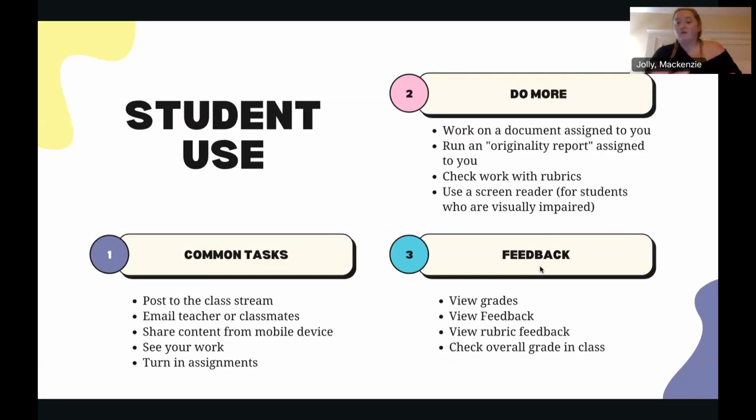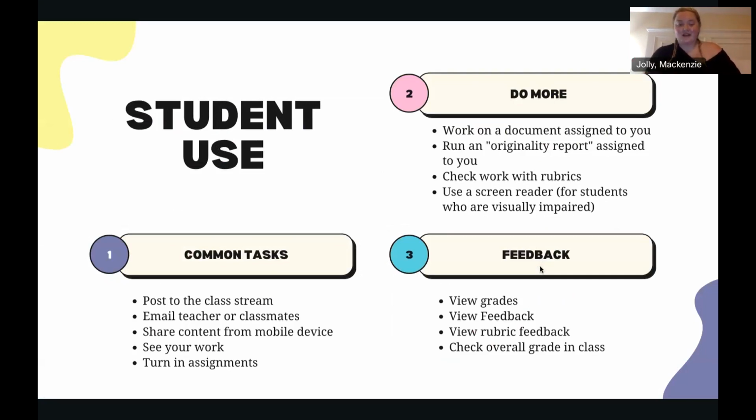You can do more. You can work on a document assigned to you. So if a teacher uploads like a Word document that's editable, you can work on it on Google Classroom. You can run the originality report yourself as a student, which is the plagiarism checking, and then you can check your work with rubrics on there, and you can use a screen reader, which is for visually impaired students. So it will read everything on the screen to you, which I think is awesome. I love that so much.